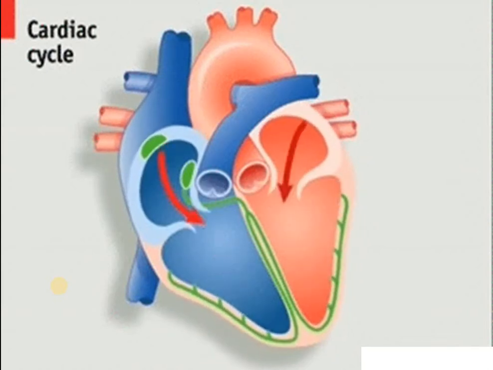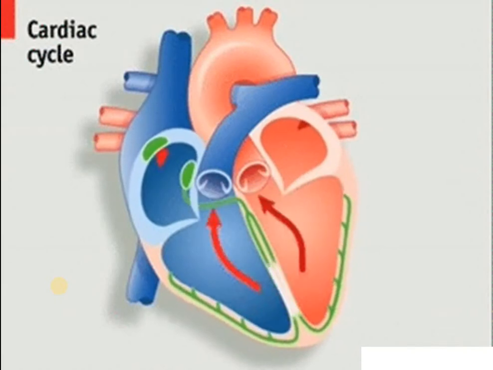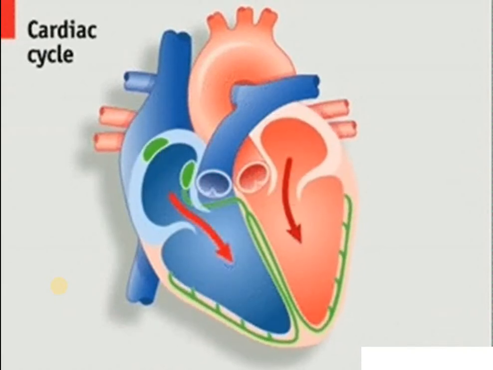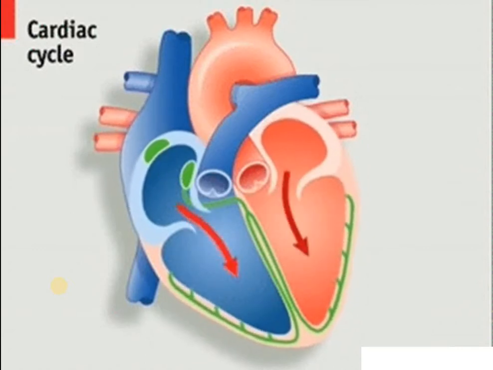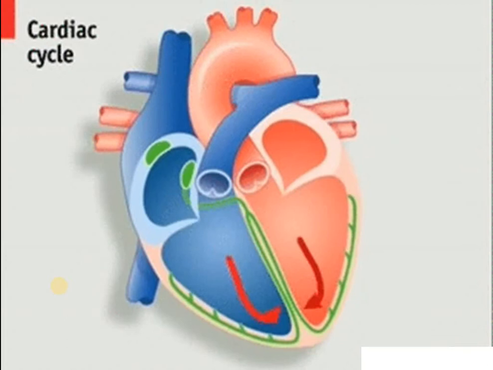If you remember from our last lecture, I told you there are atrioventricular valves. Atrioventricular valves means the valves which are present between atria and ventricles. They are named the tricuspid and bicuspid valves. On the other hand, we have semilunar valves in the aortic and pulmonary arch.